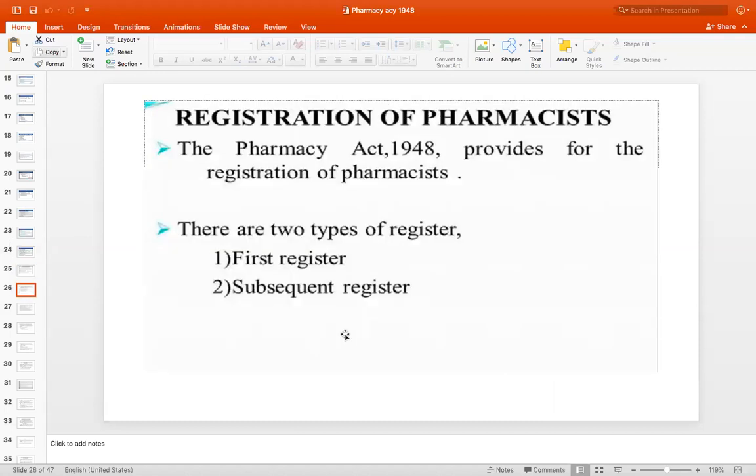Next, registration of pharmacist. Here, as per the Pharmacy Act, registration is of two types. First is the first register. Second is the subsequent register. There are two types, first register and subsequent register. This is there for your syllabus, so please listen carefully.